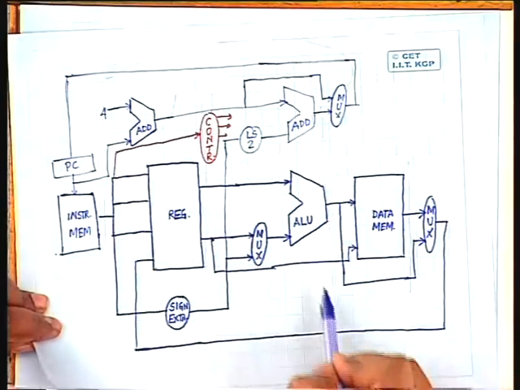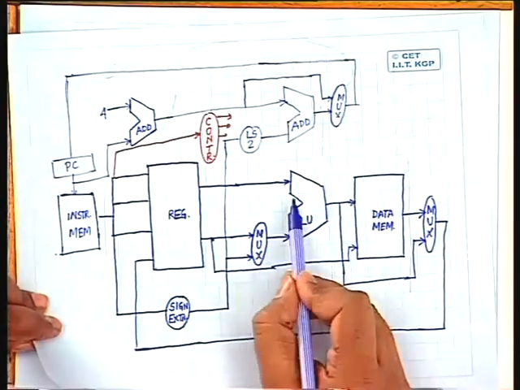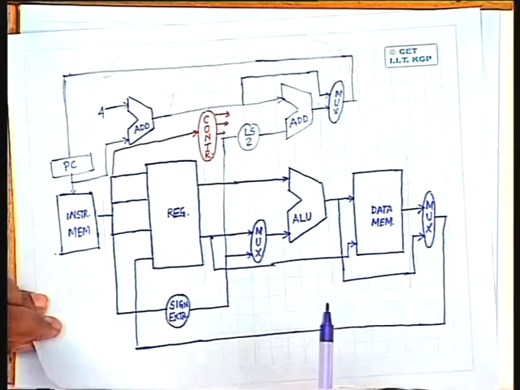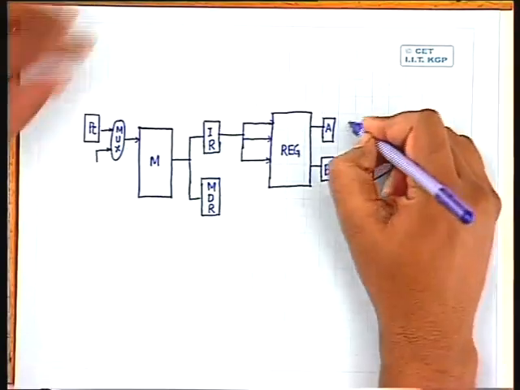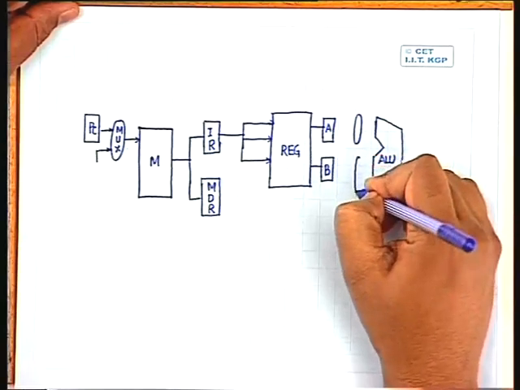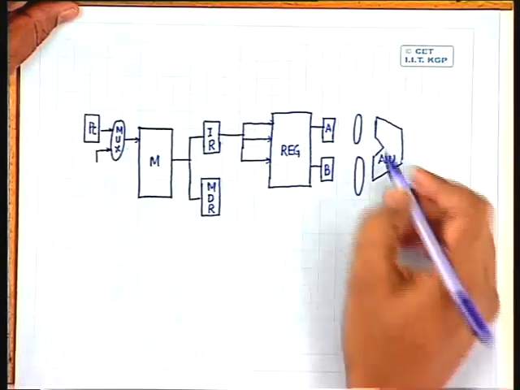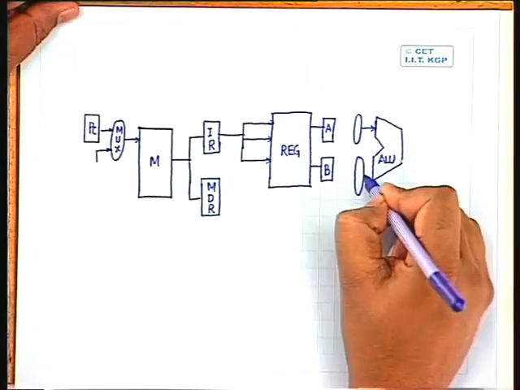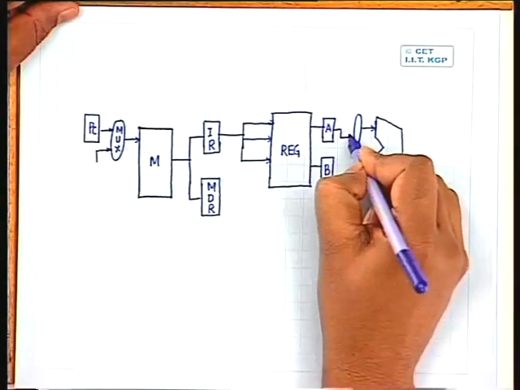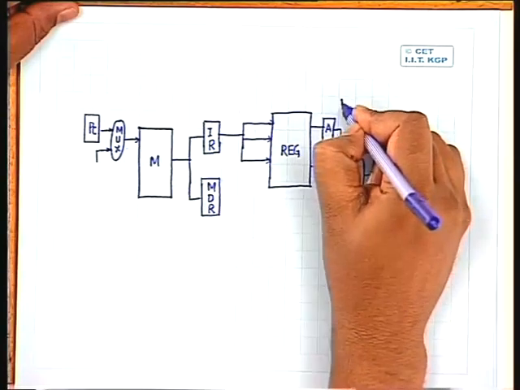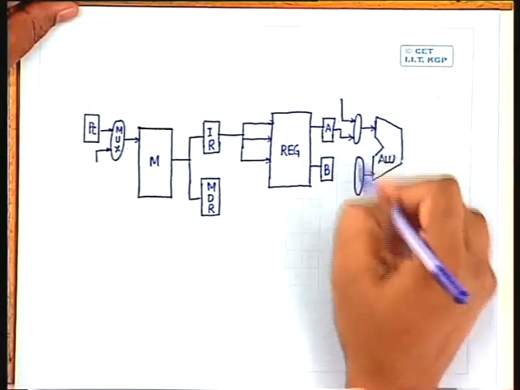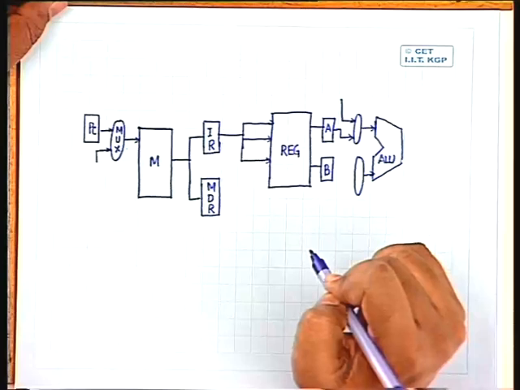So obviously there are a number of sources from which data is to be fed to the ALU. That means at the input of the ALU we must have some multiplexer to multiplex different data sources. So we'll have one multiplexer here, we'll have another multiplexer here. Outputs of the multiplexers will give data to the ALU. For this multiplexer, one of the inputs will come from register A and the other input will come from the program counter.